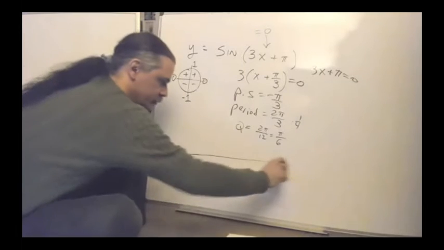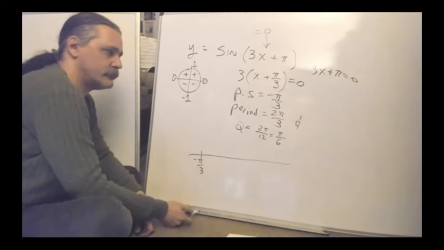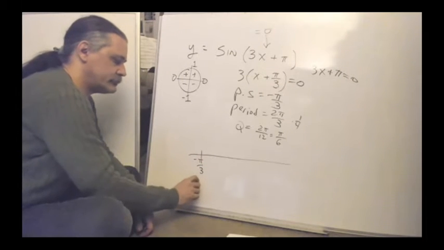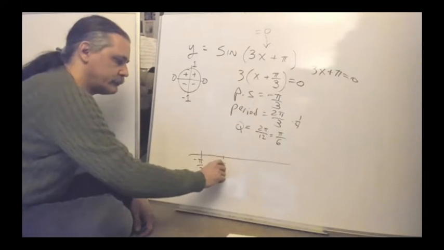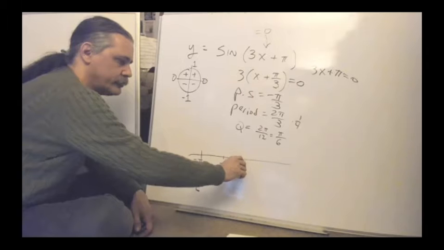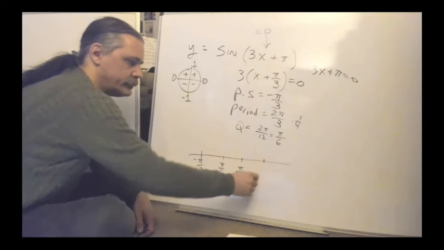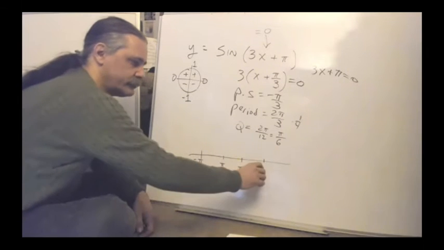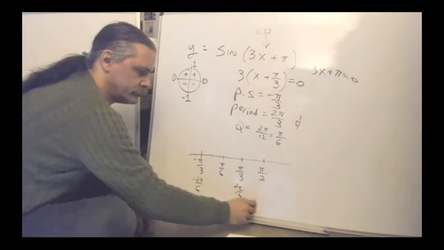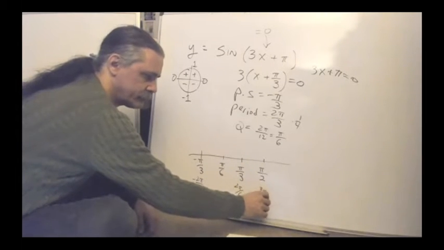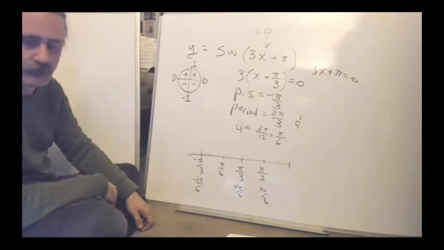All right, so now what I'm going to do is start at negative pi over 3, which is the same thing as negative 2 pi over 6. One quarter later, we're going to be at pi over 6. Another quarter later, we'll be at 2 pi over 6, which is pi over 3. Another quarter later, we'll be at 3 pi over 6, which is pi over 2. Again, I'm doing the simplification in my head. And then we finally end, which is going to be the end of one period.